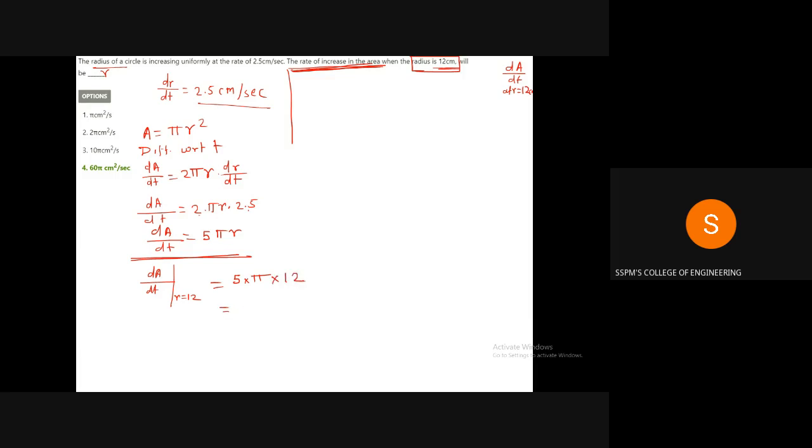That is equal to what? 12 into 5 is 60 pi. So 60 pi centimeter square per second square. So this is the correct option.